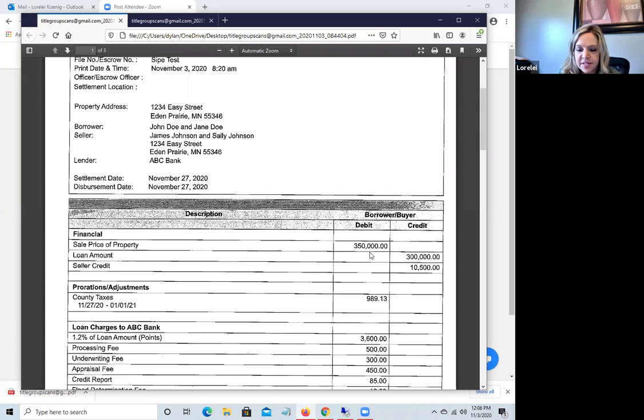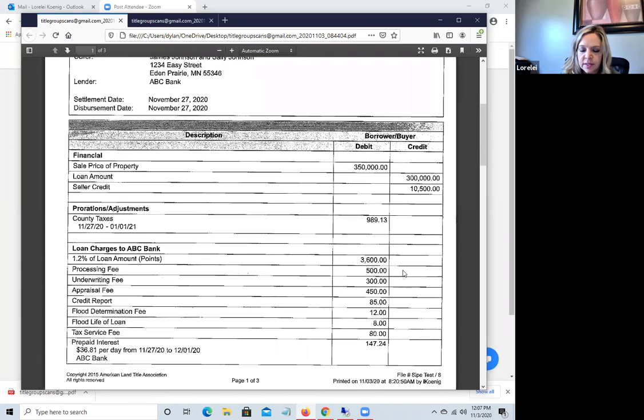So again, this is the buyer side of the seller ALTA that we just went over. So the same sales price will show at the top. They're borrowing $300,000 of the loan amount, and then they got a credit for the seller pays, the 3% seller paid closing costs. Again, it shows as a seller credit. It's really a debit to the seller. They are going to give a credit to the seller for taxes because the seller already paid. So again, from the 27th of the month to the start of the next year.